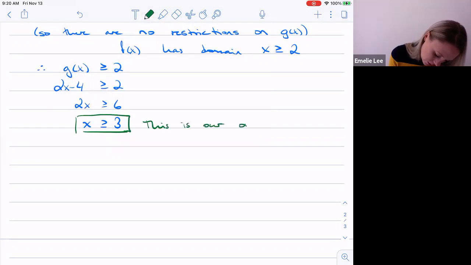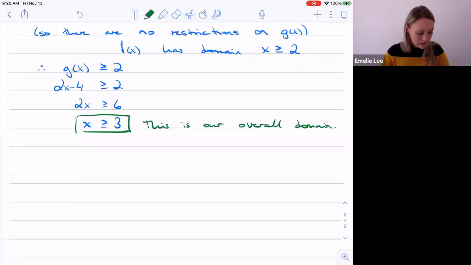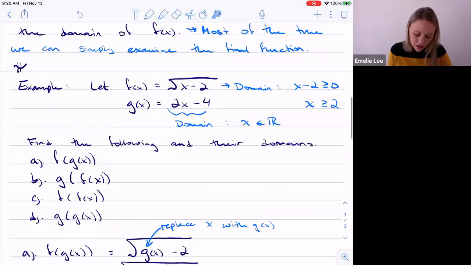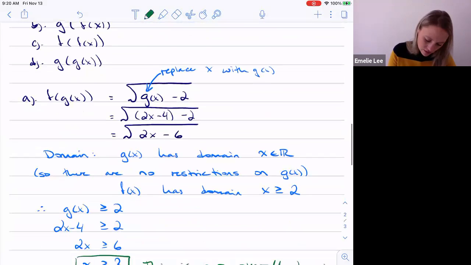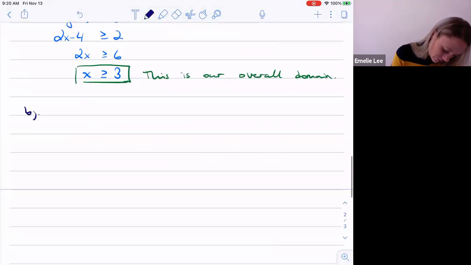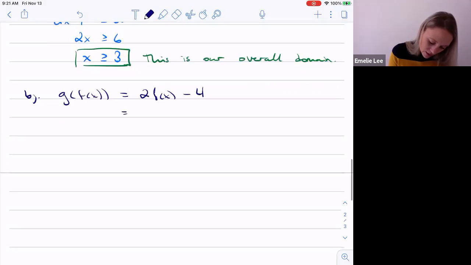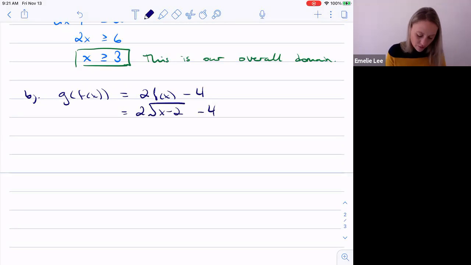This is our overall domain. All right, g of f of x. Now I'm putting f of x in as x into g of x. Well, g of x is 2x, but I'm going to replace x with f of x minus 4. Then I can replace f of x with the root of x minus 2, and then minus 4.